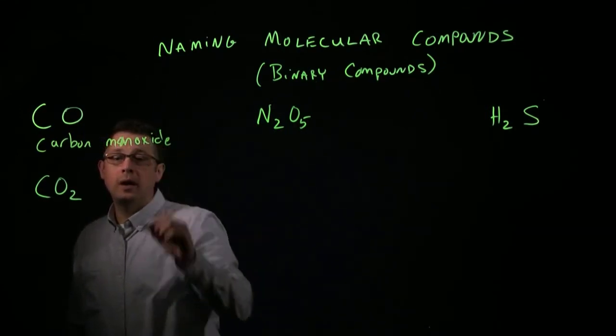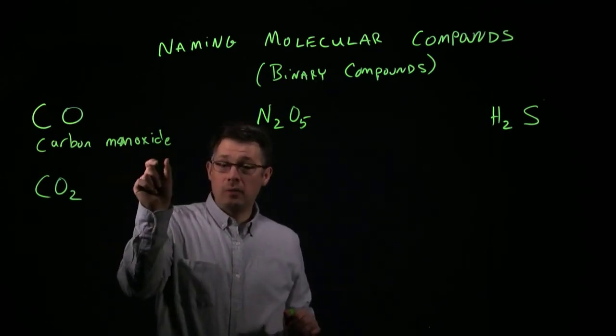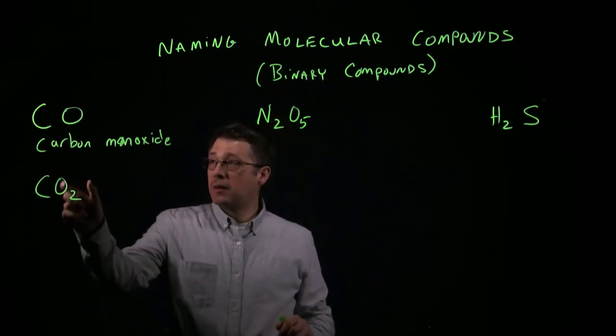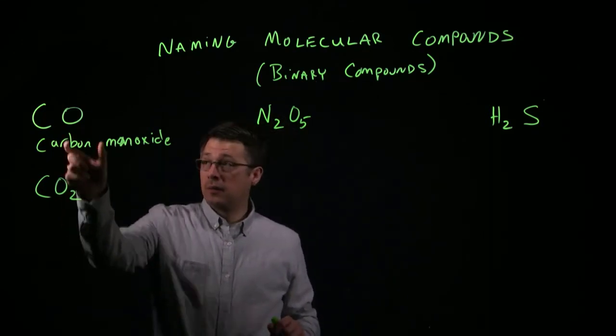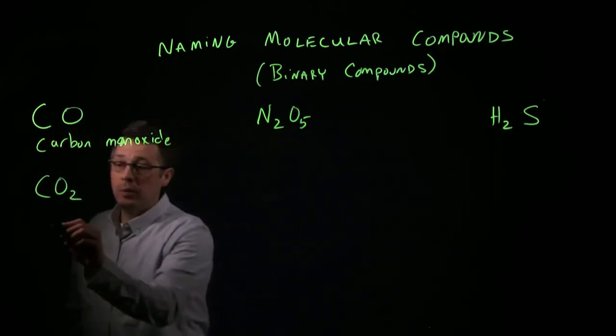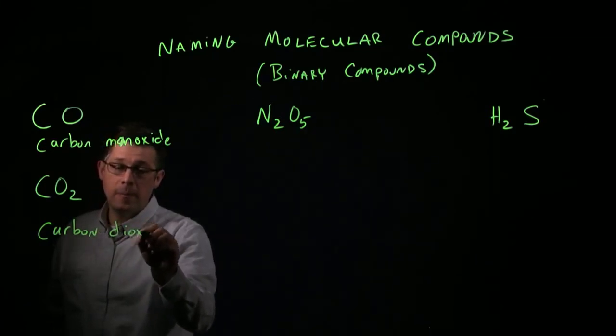And you'll notice that we don't actually put mono-oxide. We don't double the O's that are there. We have to differentiate this so that they both have a carbon and they both have an oxygen. And so we would call this carbon dioxide. Okay.